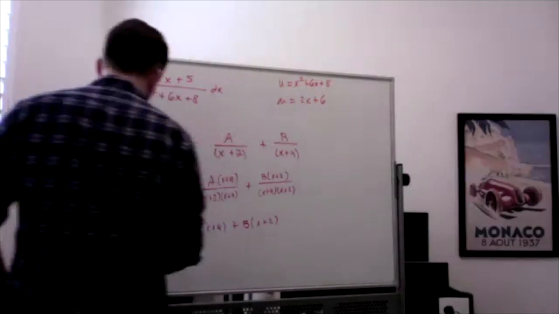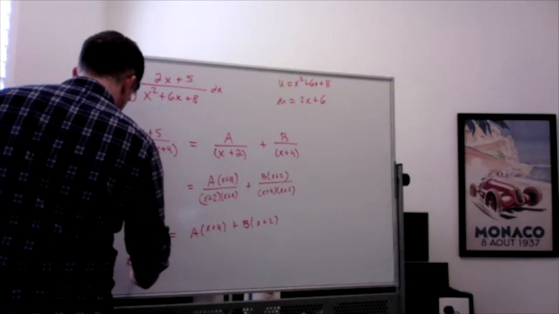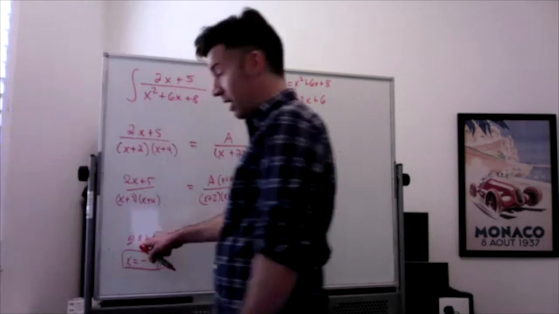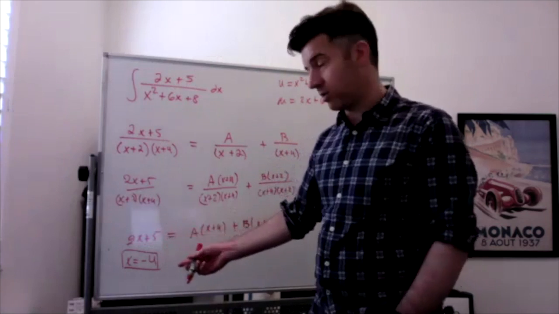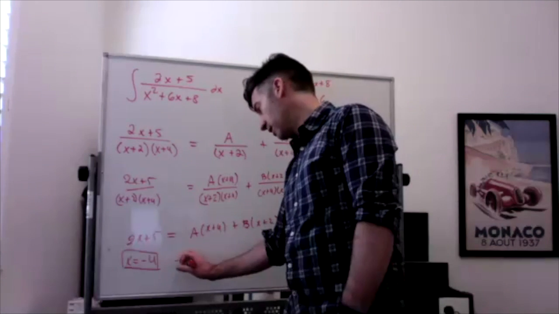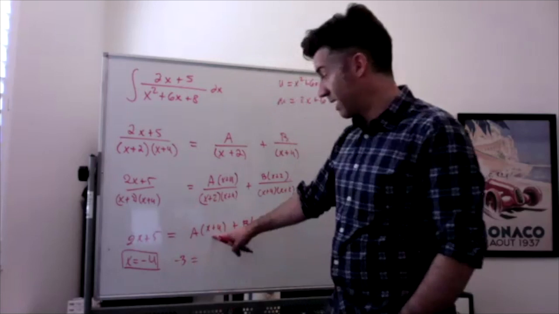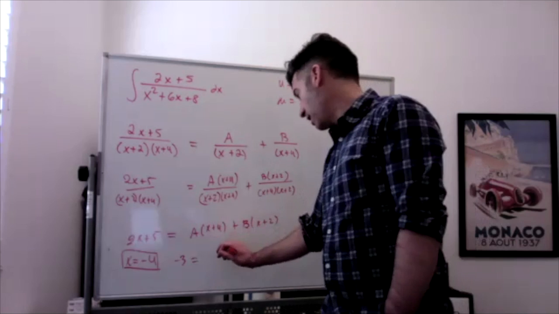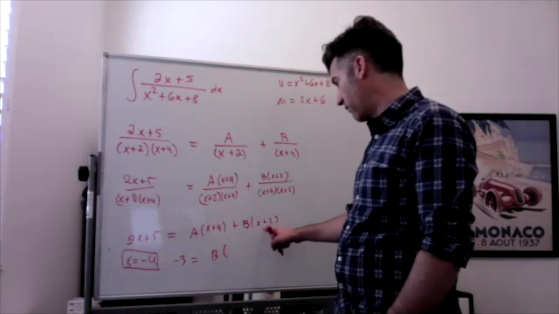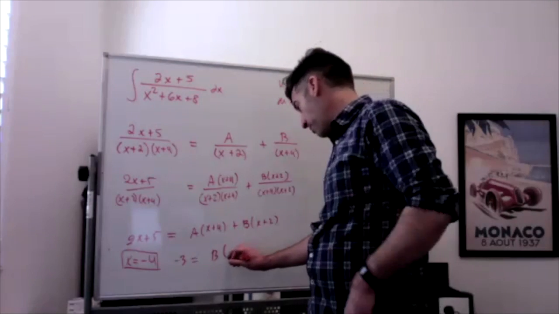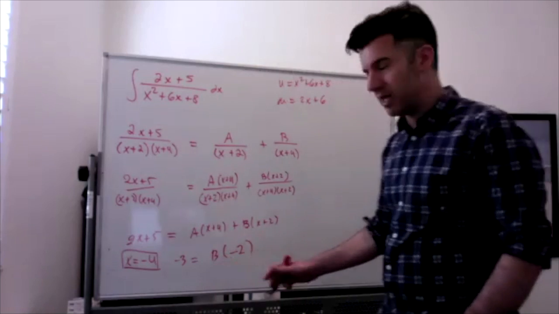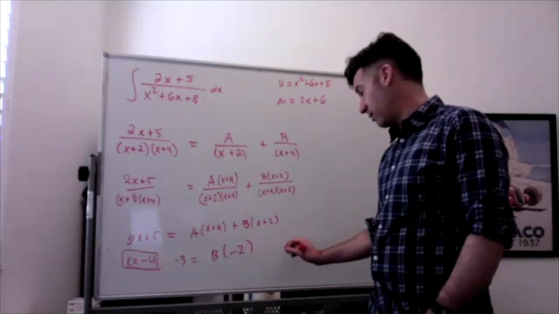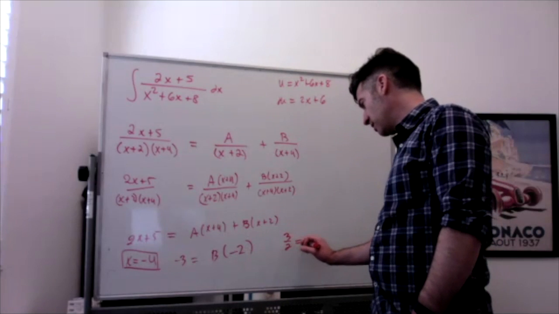So if x is, for example, -4, then I can plug in -4 for x here and get 2 times -4, which is -8, plus 5, so -3. If I plug in -4 here, a times 0 is going to be 0, and you get b times -4 plus 2, which is -2. So solving for b, you get -3 divided by -2, so 3/2 is equal to b.